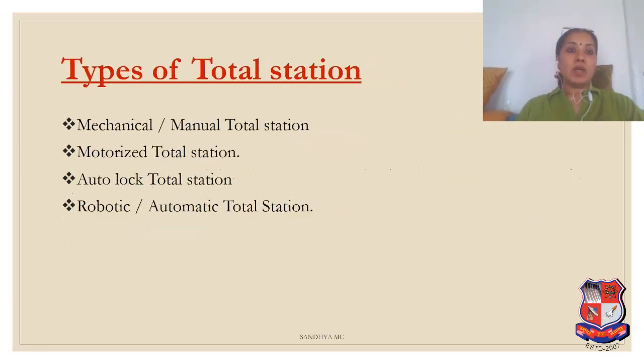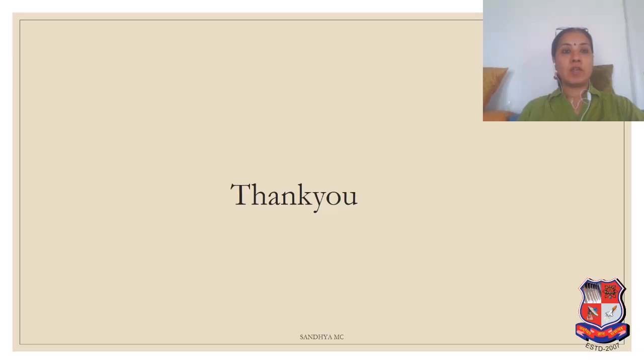Now, what are the types of total station? Total stations are of an ordinary type, that is mechanical or manually operated, and the advanced versions are motorized total station, auto-lock total station, robotic, and fully automatic total station. These are the four types of total station. So in this lecture, we have covered what a total station is, its uses, features, applications, advantages and types.